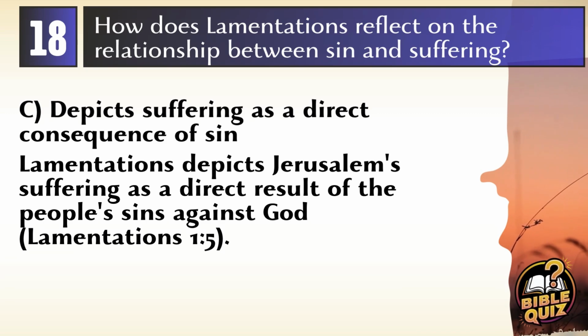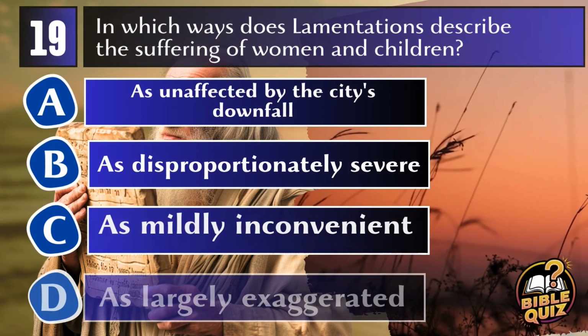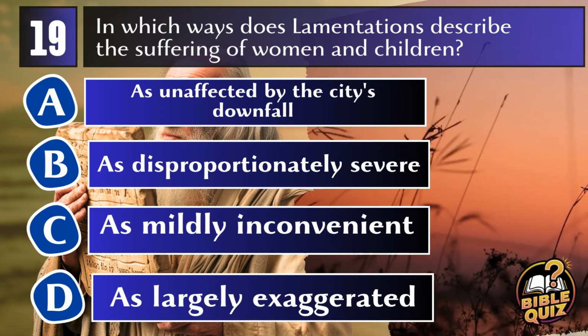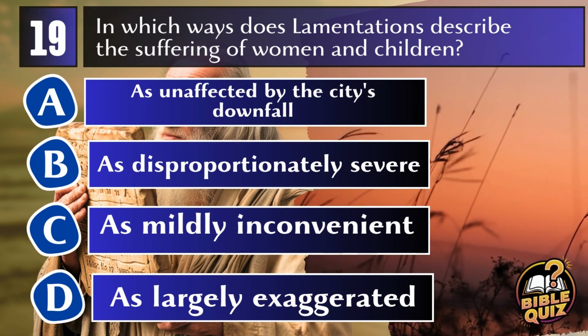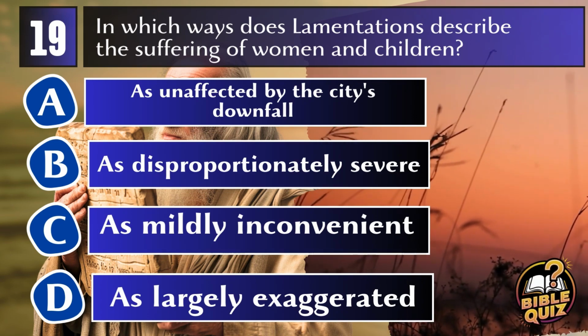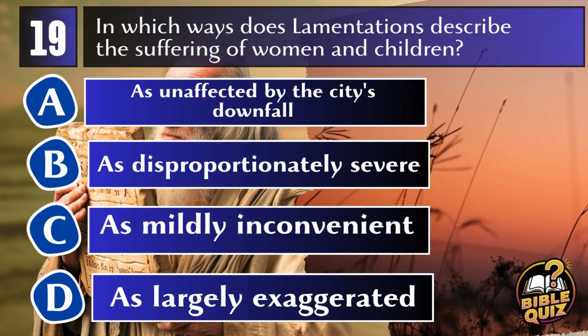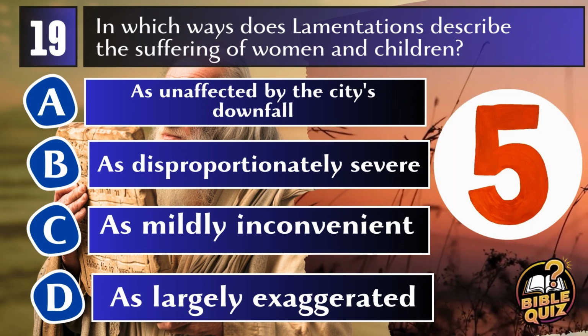Lamentations reflects deeply on sin as a cause of suffering, presenting the city's destruction as a direct result of this people's transgressions against God. Lamentations 1:5. Question 19. In which ways does Lamentations describe the suffering of women and children? A. As unaffected by the city's downfall. B. As disproportionately severe. C. As mildly inconvenient. D. As largely exaggerated.